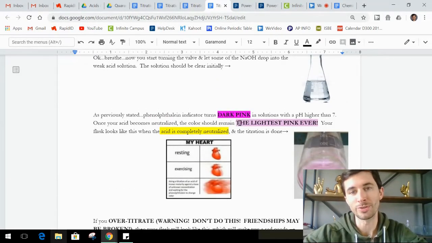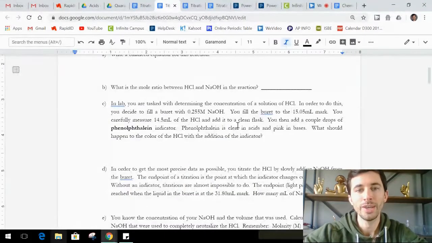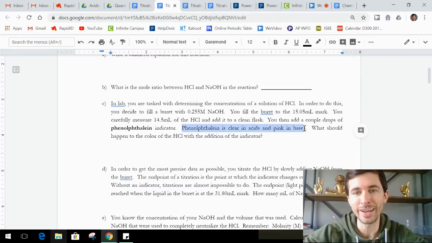when something gets neutralized. I'm seeing, if you already did the homework, a lot of people for 1C are writing that the HCl will turn pink when the indicator's added. No, it says here that phenolphthalein is clear in acids and pink in bases. So it's clearly labeled right there.